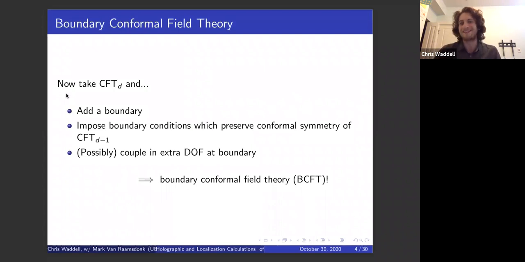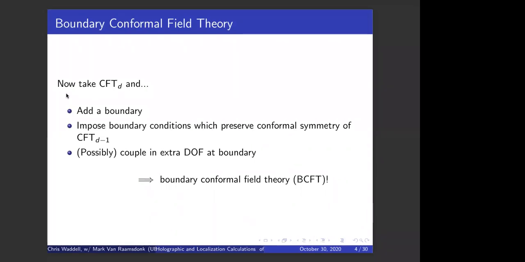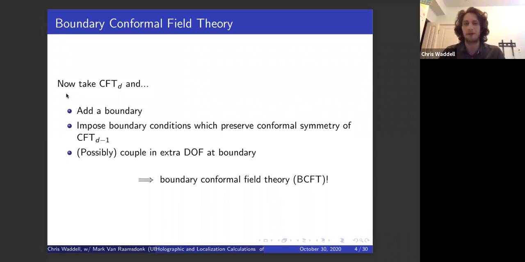Now, this is a nice story, and then we might be interested in trying to extend it to a case where we add some boundary to our theory. In general, we can think about taking some d-dimensional CFT and then adding some boundary and imposing some kind of conformally invariant boundary condition at this newly added boundary, and then possibly also coupling in some extra degrees of freedom at the boundary.